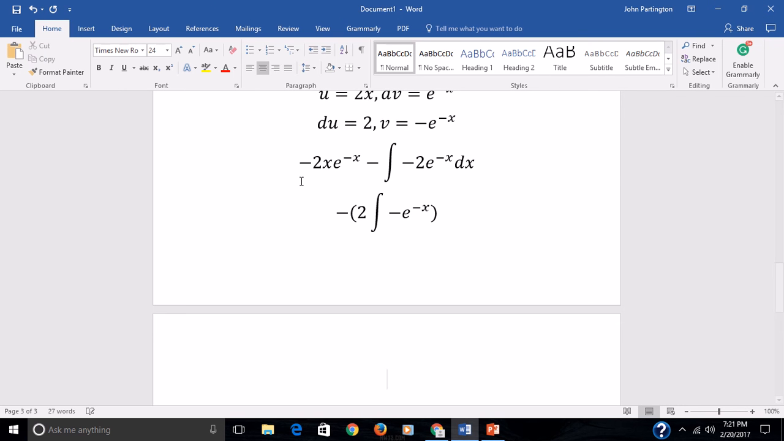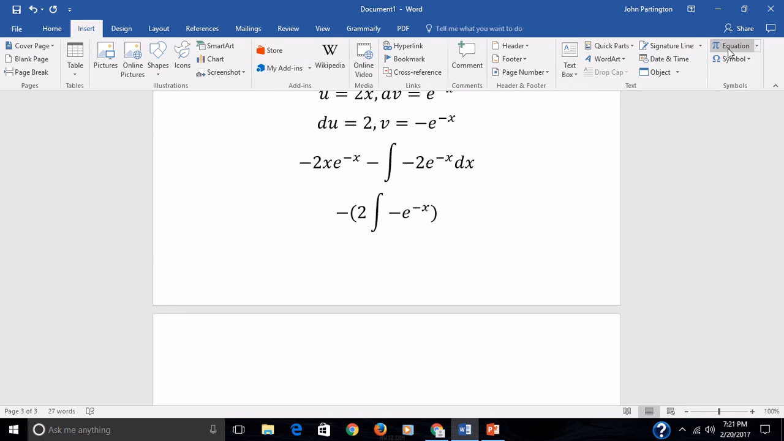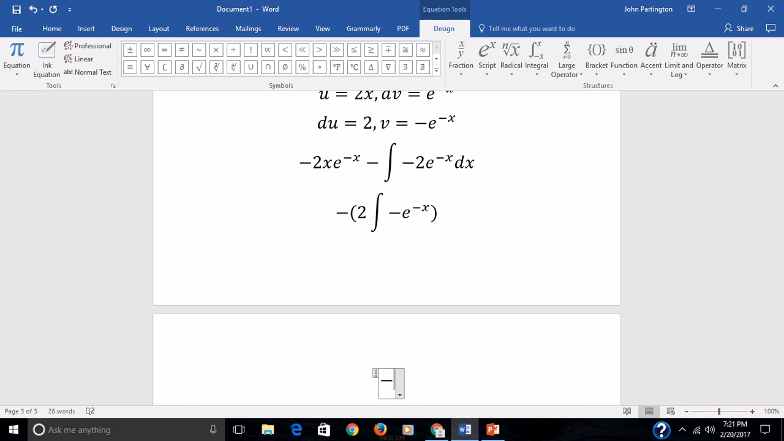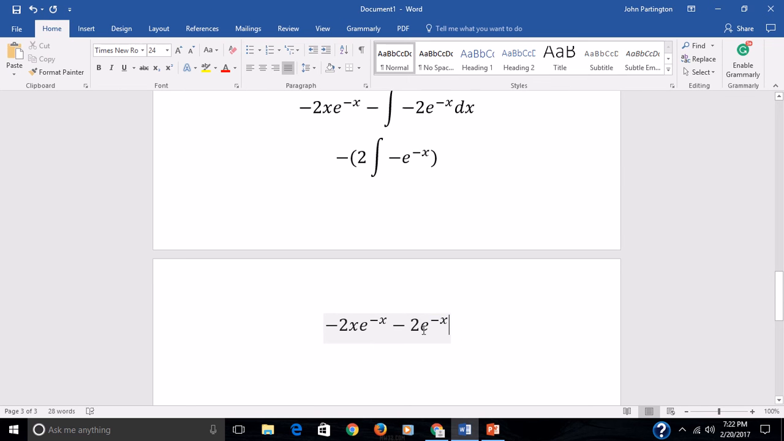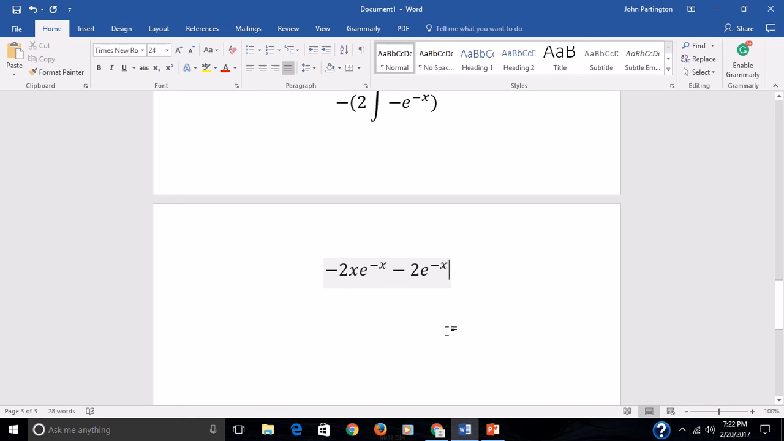So we're going to hit enter here, and we're going to have the integral as negative 2x e to the negative x minus 2 e to the negative x. Now to be sure of this, we're going to take the derivative. We can check this. Oh, and there's going to be a plus c.